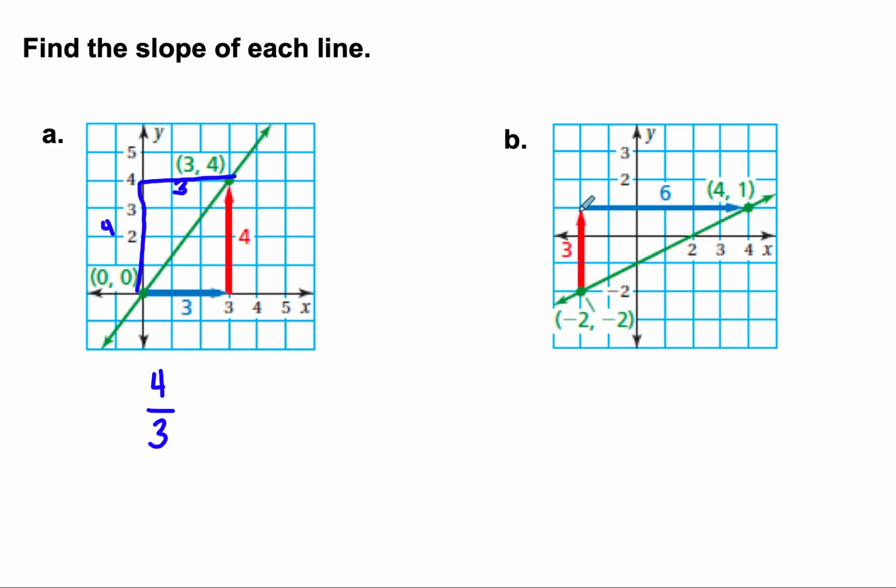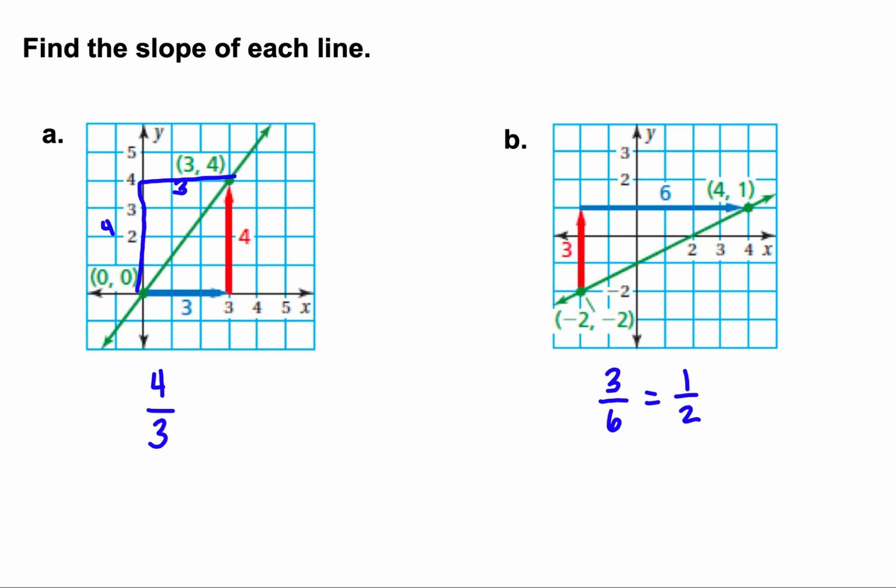All right, let's take a look at B. So here I'm going up 3, I'm going over 6. They already did the counting for me. I do need to simplify that to 1/2. Again, slope always needs to be in simplest form. Now they did give you ordered pairs next to it. So I'm going to show you can do subtraction to find your slope as well, depending on the picture and the numbers. Sometimes it's easier to use the subtraction.